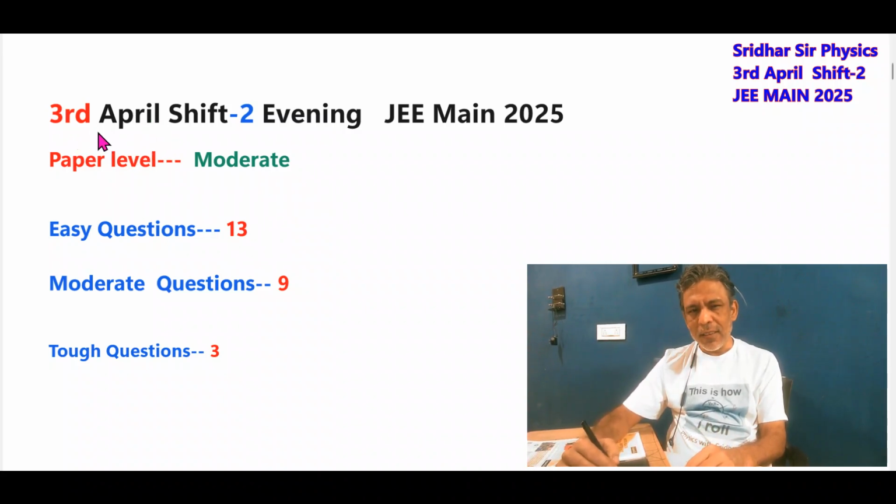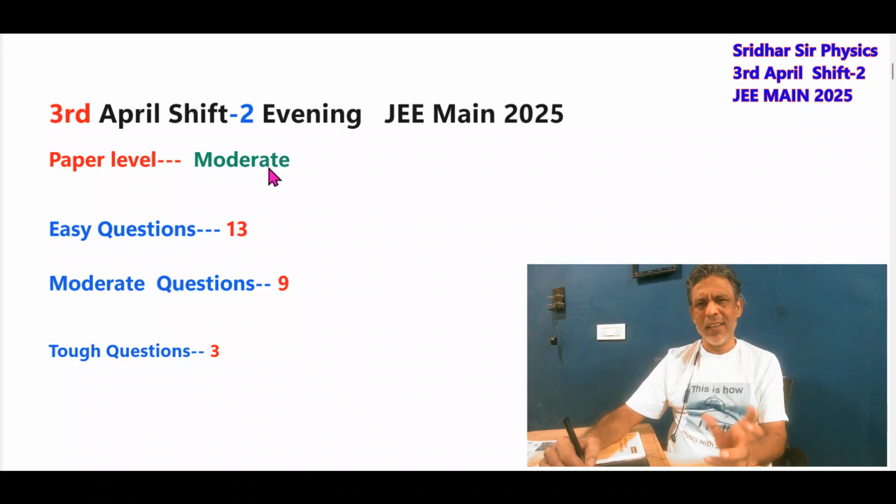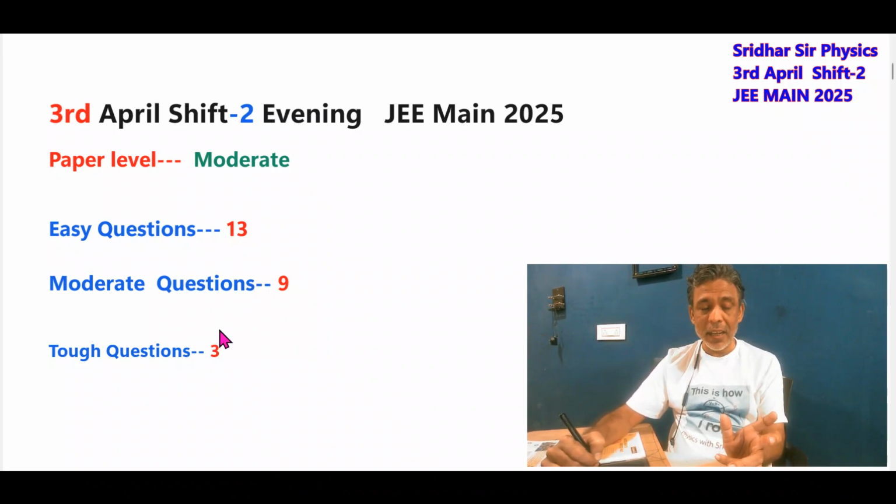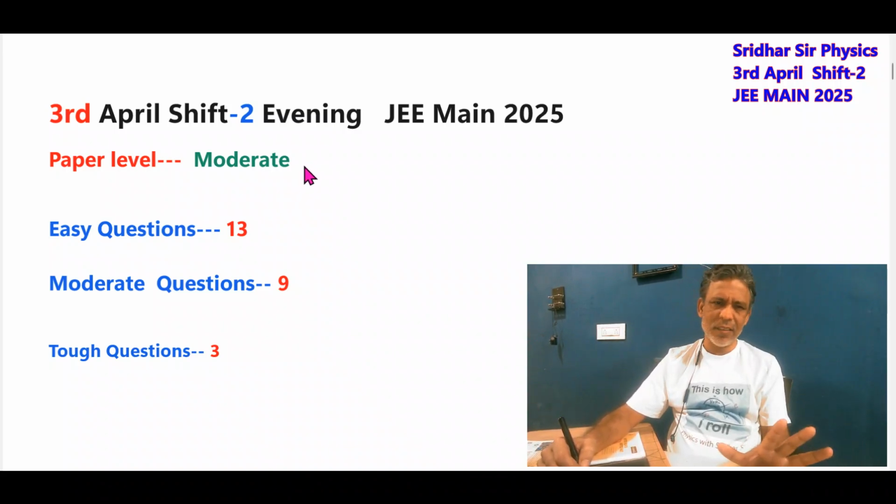Today we are going to discuss the 3rd April evening shift of JEE Mains 2025. The question paper is moderate and formula based. The number of easy questions is around 13, moderate questions are 9, and tough questions are around 3. The paper is purely formula based, covering almost all the topics. A very good scoring paper.